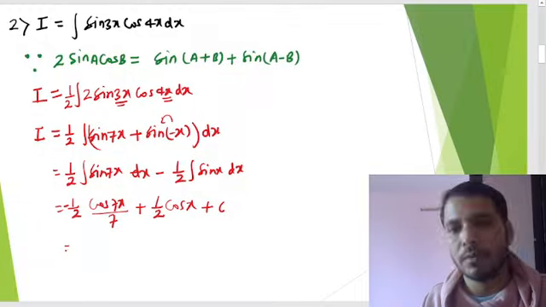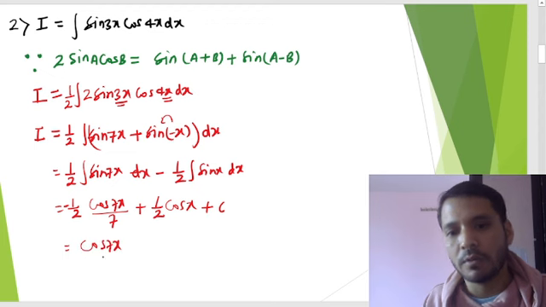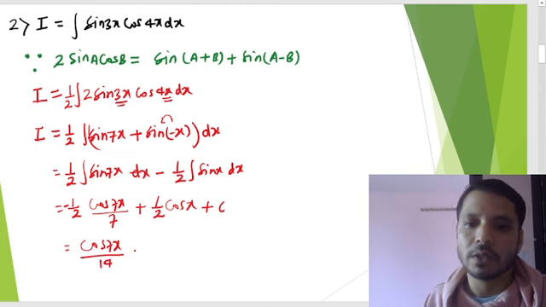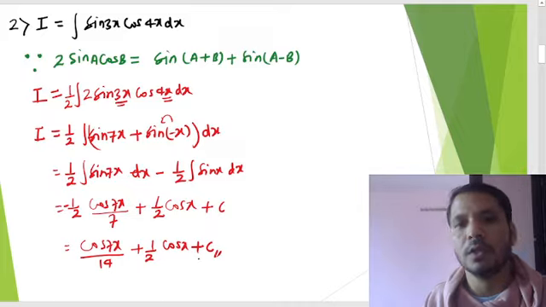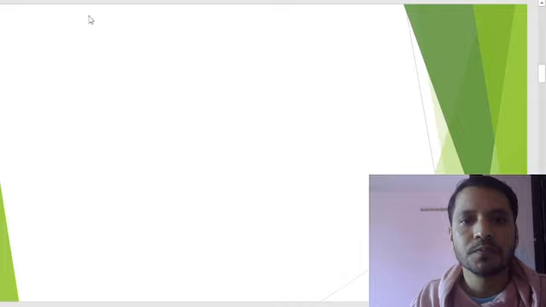If you multiply 2 into 7, it will become cos 7x divided by 14. So the result is cos 7x divided by 14, plus 1/2 cos x, plus c. This is the answer of question number 2. Now we will move to question number 3.